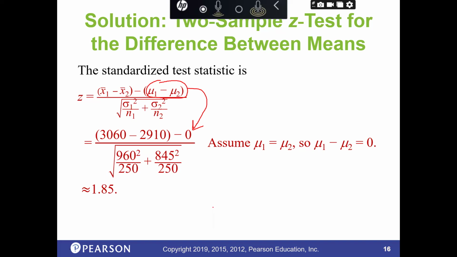Okay, I got my first parenthesis, just exactly what it says on top, divide by, and it's going to be a square root. 60 squared divided by 250 plus 845 squared divided by 250. Okay. Oh yeah. Okay. Mine worked just perfect. It really helps because the denominator is a big old square root. So you just plug it in.